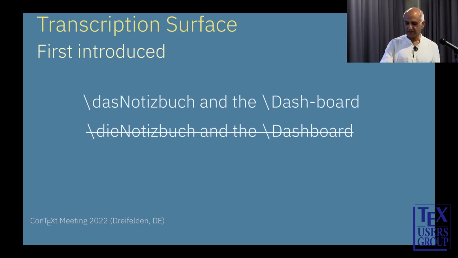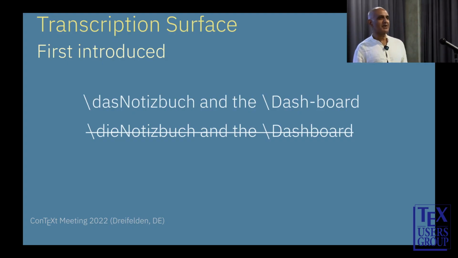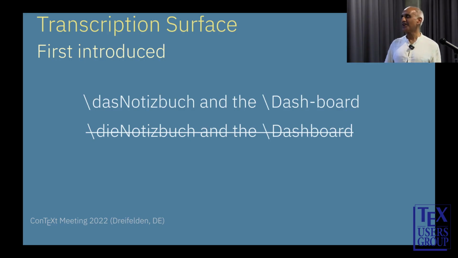I introduced this topic at a ConText meeting in Dreifelden, and my submitted title was the second one, and Raban kindly pointed out that if I was going to have illusions or pretend to have illusions of German, I should at least get the correctly gendered definite article. So he corrected that for me.